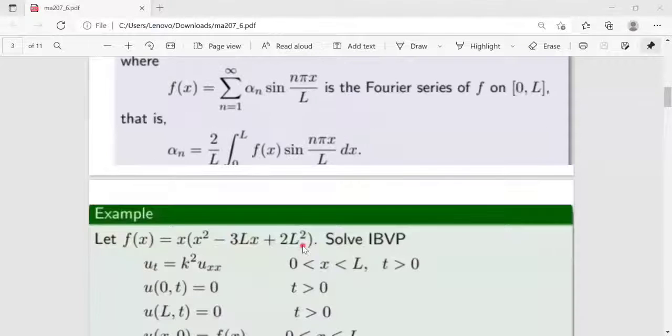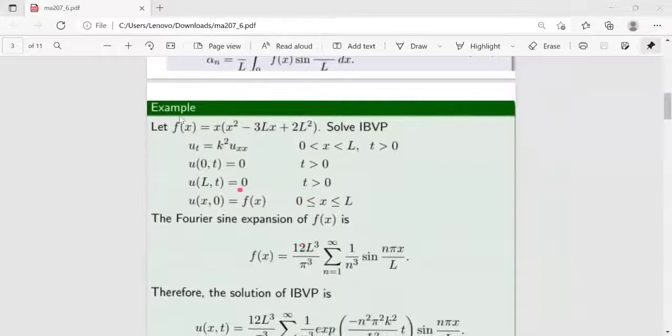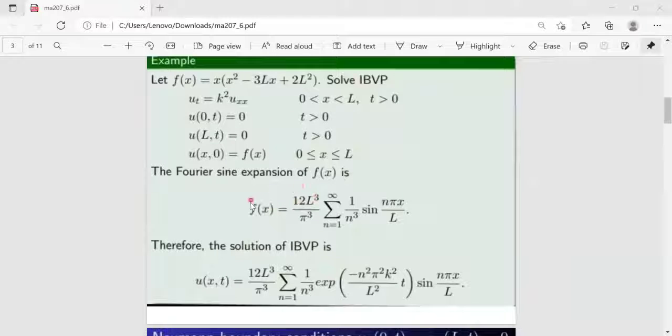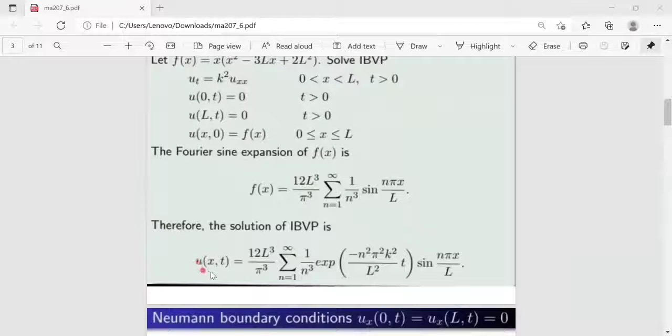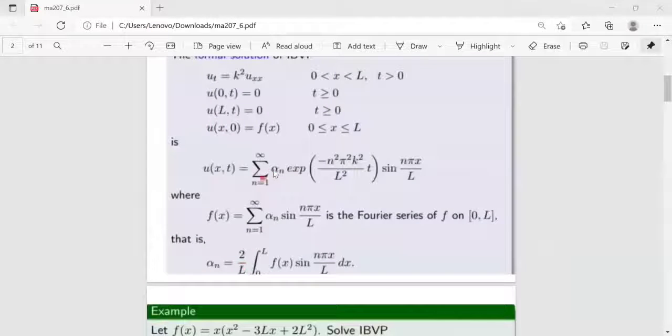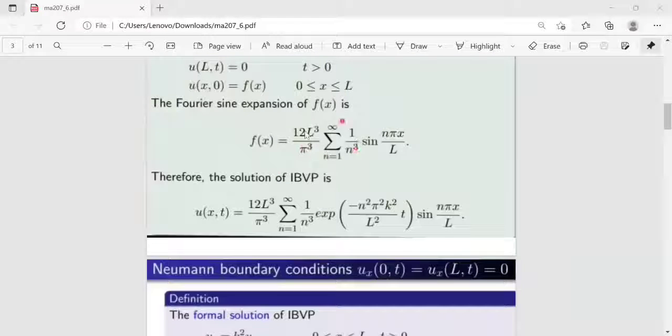Let's look at an example. f of x is equal to x times x squared minus 3lx plus 2l squared, and this is the heat equation with the two standard boundary conditions. And the third boundary condition is, at t equal to 0, u of x is f of x. We can write a Fourier series for this f of x as given below, and we can find u of x comma t by the given formula. Here alpha n is this coefficient, along with the exponential term and the sine term.